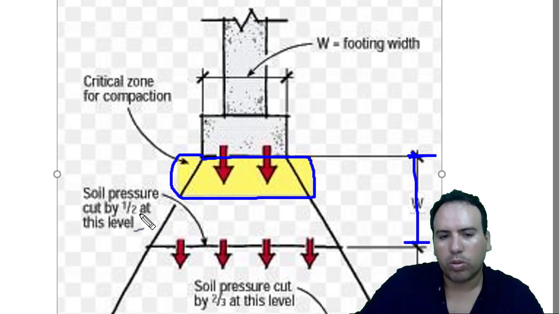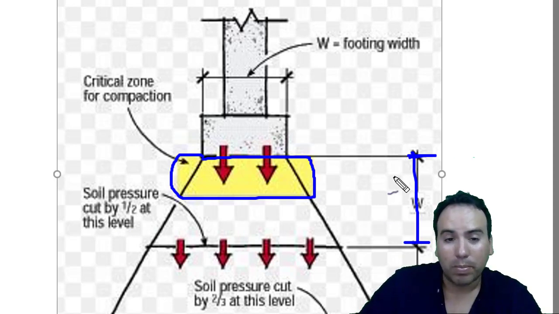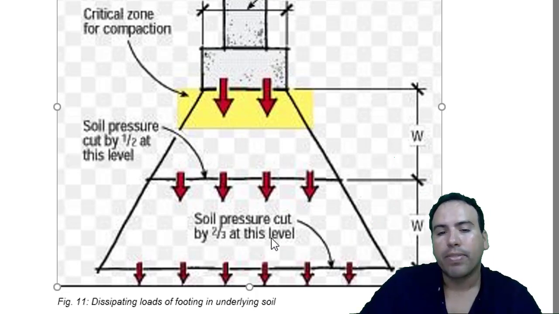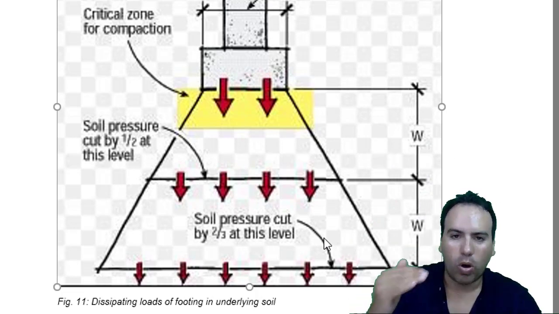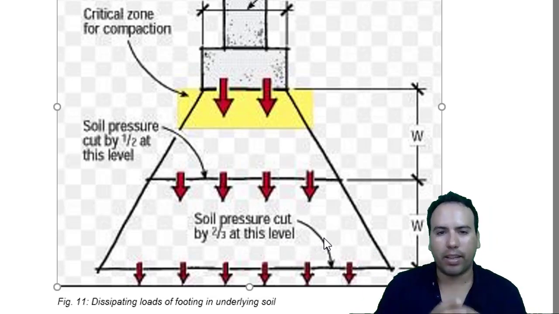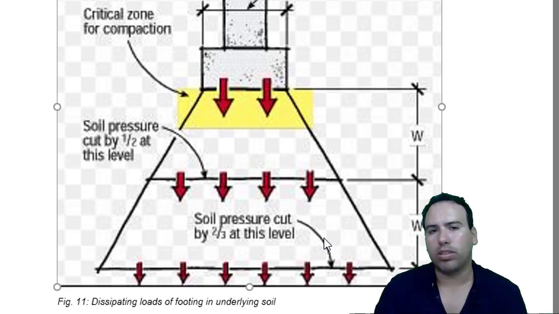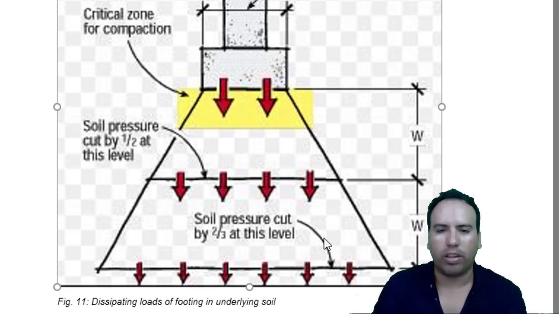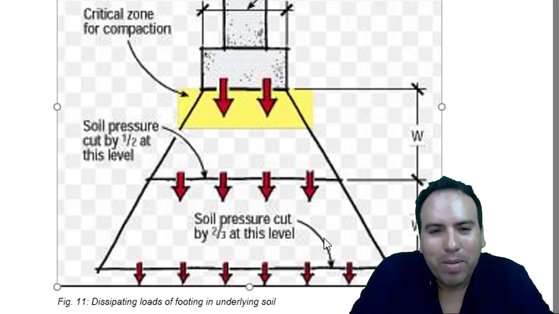But also the footing width, it'll go like this. Soil pressure will be cut by 1/2 at this level, at the same depth as the footing width. But if you go 2 times the footing width, the soil pressure will be cut by 2/3 at this level, and it'll go so on and so forth. So pretty much it'll fade. There will be one depth where it'll fade out, and so you do tunnels and stuff like that. So pretty much this is it.